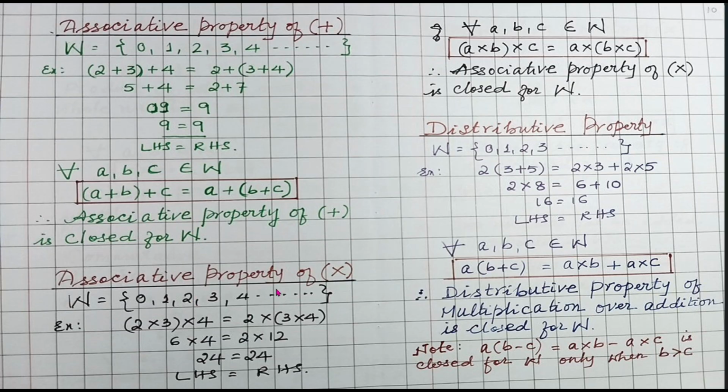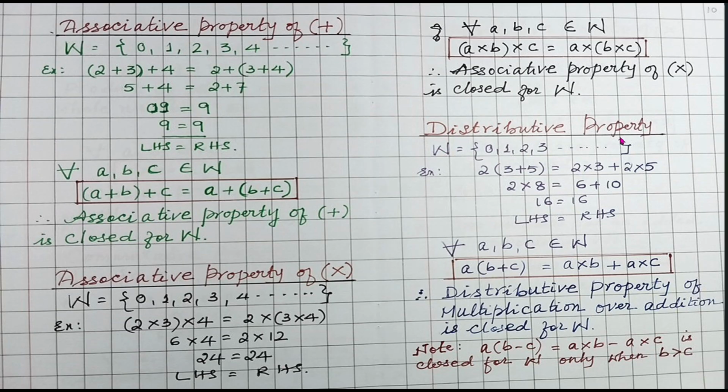Now similarly, associative property of multiplication is also closed for a set of whole numbers. That means, what is this associative property? When we multiply A and B and then to C, or B and C then to A, we get the same answer, that is LHS is equal to RHS. And to explain this with a set of whole numbers, take 2, 3 and 4, that is 3 whole numbers. 2 is a whole number, 3 is a whole number, multiply, we get 6, multiply by 4 we get 24. 3 into 4 is 12, 12 into 2 is 24, LHS is equal to RHS, and therefore the associative property of multiplication is closed for a set of whole numbers.